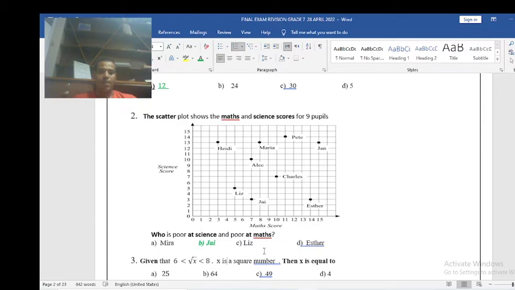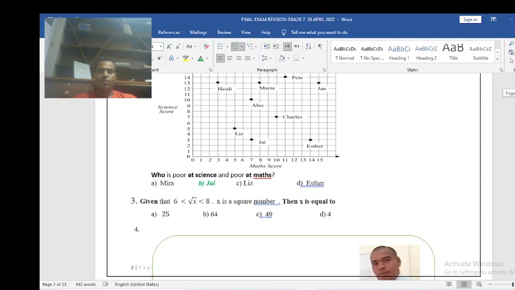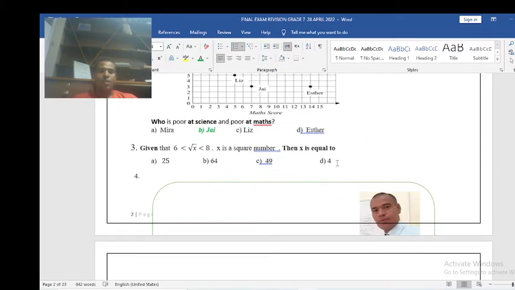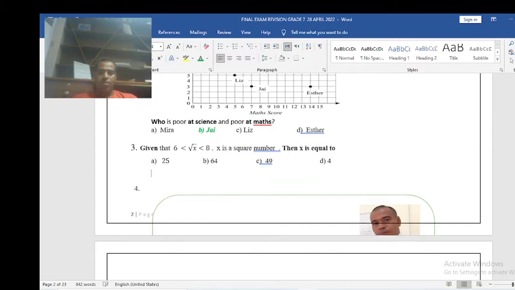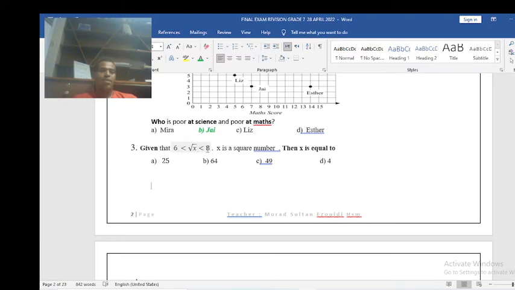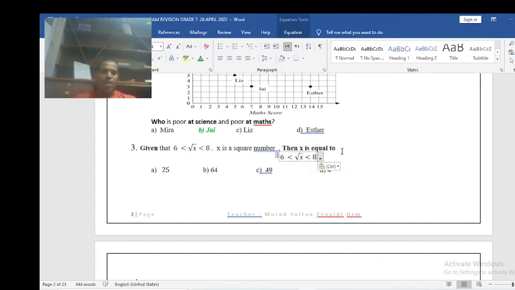Okay. For the second question, we have: given 6 is less than the square root of x and is less than 8, and x is a square number, then x should be equal to whether it is 25 or 64 or 49 or 4. First of all, before I choose the correct answer, I will explain this for you.